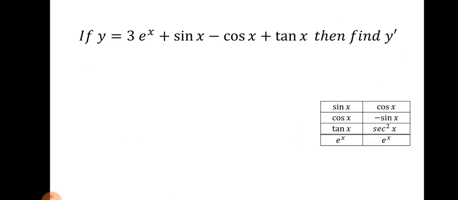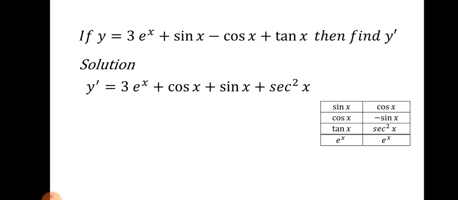Another example. Find the derivative of y, find y prime here, where y equals 3e to the power x plus sine x minus cosine x plus tan x. If you have a look here, these are the needed rules to solve this problem. Here, e to the power x, its derivative is e to the power x according to this rule. So you can write 3, and the derivative of e to the power x is e to the power x.